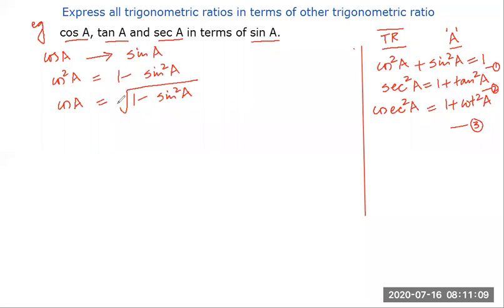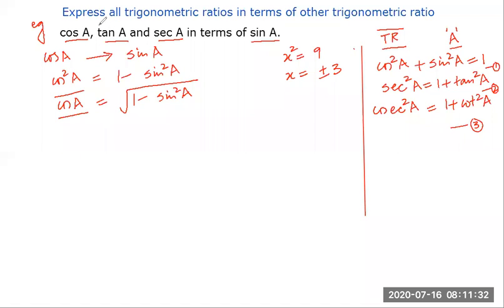You see students, normally if I say x square is equal to 9, I say x is equal to plus minus 3 when I take under root of 9. But in this case, minus will not come because cos A is a positive quantity. It's a value which is positive. I have successfully expressed cos A in terms of sin A.